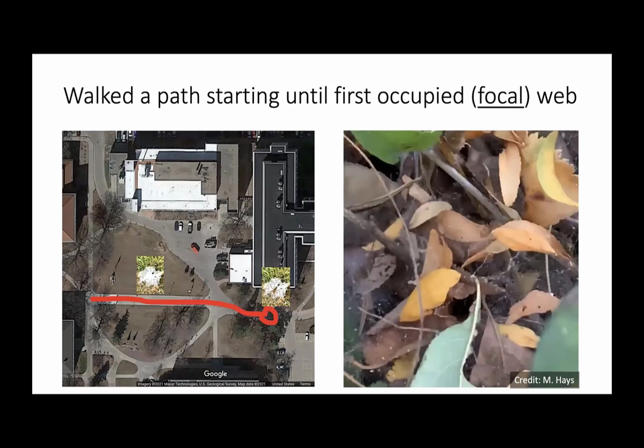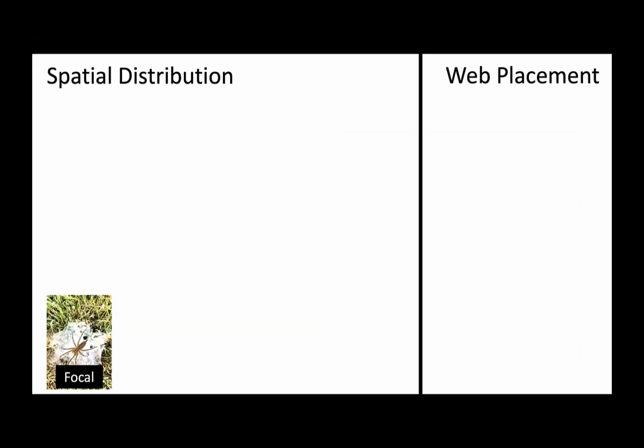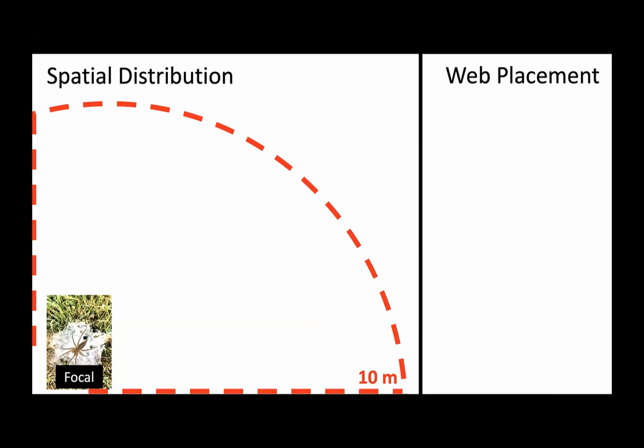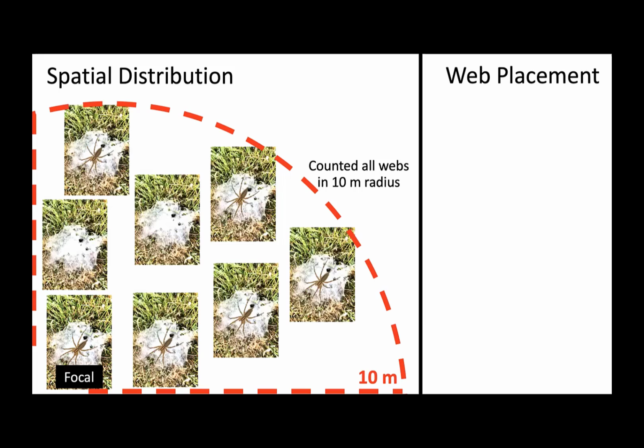So we passed by all of the webs that seemed to not have a spider present until we reached the first web that had a spider present. And we called this web the focal web. And around the focal web, we measured a 10-meter radius. And within that 10-meter radius, we counted all of the webs, both vacant and occupied.